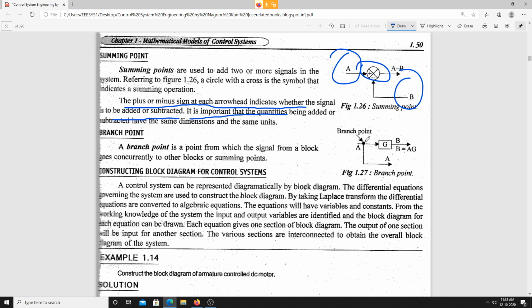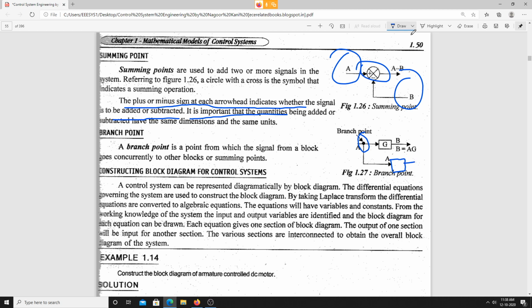Next, the branch point. A branch point is a point from which the signal from a block goes concurrently to other blocks or summing points. From this point the signal bifurcates, so it can go to a summing point here, or we can have another branch, or a functional block here.